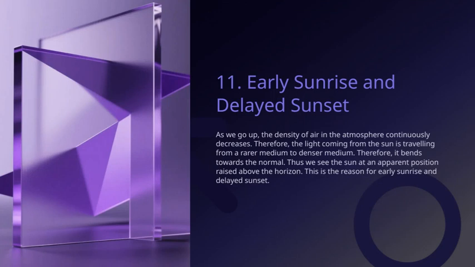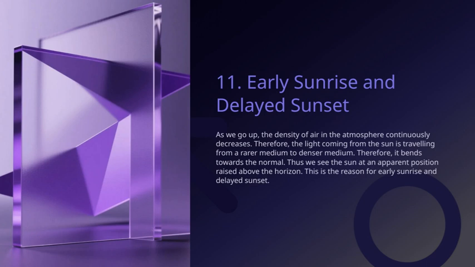As we go up, the density of air in the atmosphere continuously decreases. So, the light coming from the sun travels from a rarer medium to a denser medium. Because of this, it bends towards the normal line. This bending causes us to see the sun at an apparent position that's actually raised above the horizon. That's why we experience early sunrise and delayed sunset.